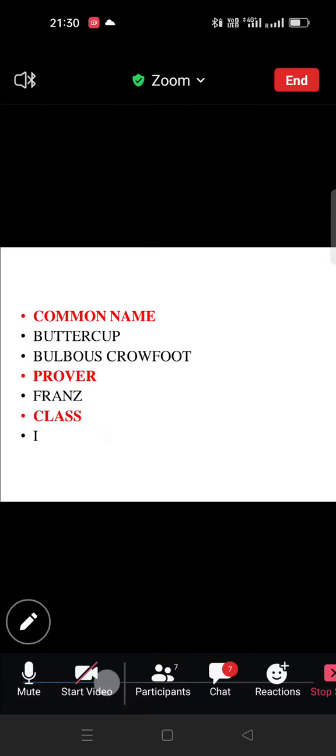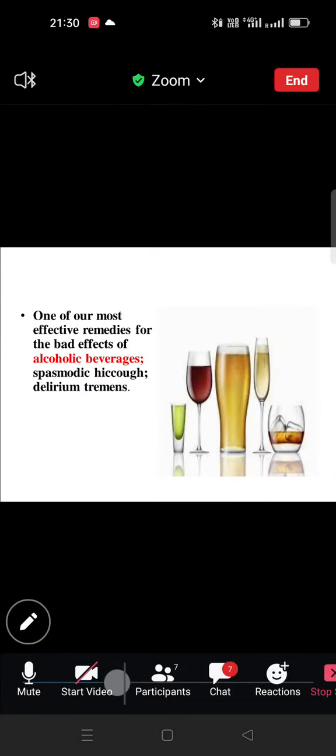So let's talk about the symptoms of Ranunculus bulbosus. By looking at the picture, you can understand what craving is there. This medicine is one of our most effective remedies for the bad effects of alcoholic beverages and spasmodic hiccup and delirium tremens. Suppose those persons who are having craving for alcohol and are having delirium tremens, then we can think of Ranunculus bulbosus.